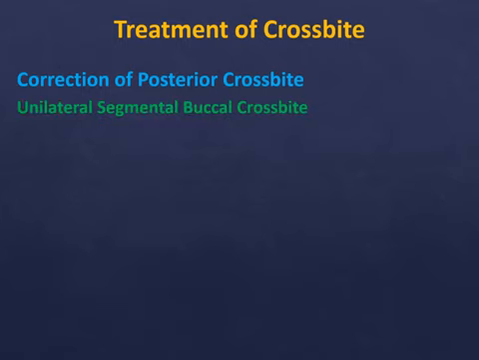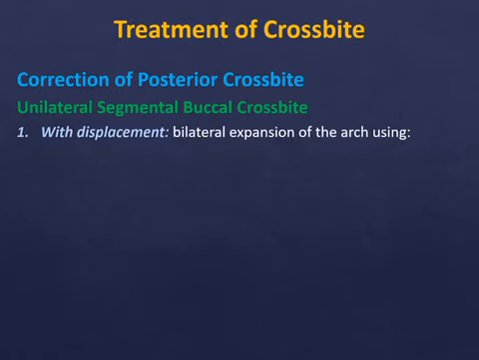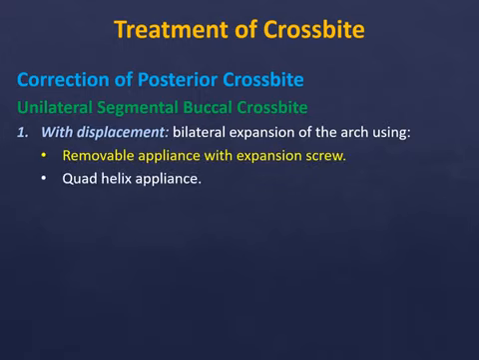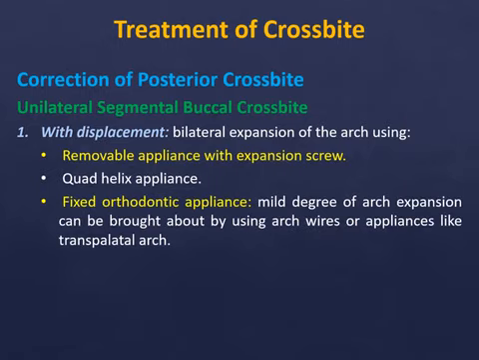In case of unilateral segmental buccal crossbite, this could happen with two options, either with displacement of the mandible laterally or without displacement of the mandible. In case of displacement, that means there is a premature occlusal contact, which could happen due to slight narrowing of the maxillary arch. So in this case, we need bilateral expansion of the arch, either by removable appliance with expansion screw, or with quad helix appliance, or by using fixed orthodontic appliance when a mild degree of arch expansion can be achieved using arch wire, or by appliances like transpalatal arch.